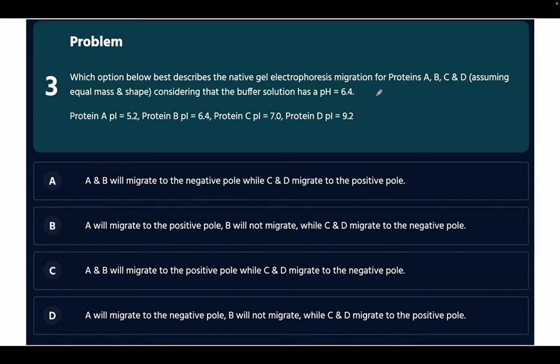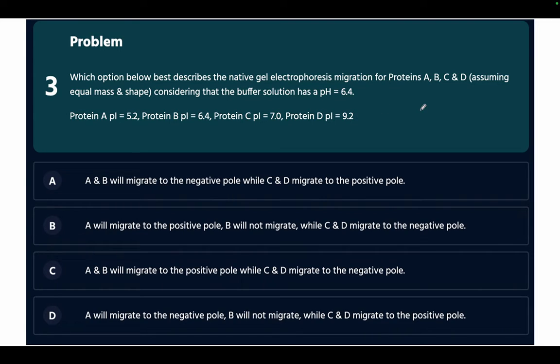So now we have to understand what charge these proteins will have at this pH and how that will affect its migration. Okay. So now pH 6.4. What are the pIs of our proteins? 5.2, 6.4, 7, 9.2.